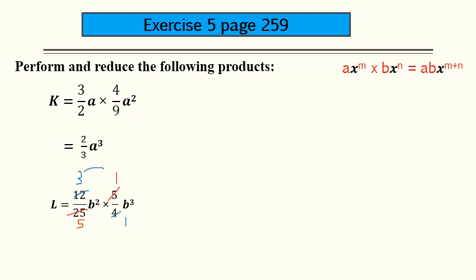Here we have, I multiply the numerators by each other. 3 times 1 is 3. And the denominators by each other. 5 times 1 is 5. Now, let's move to multiply b squared by b cubed. We have the same base, so I write the base and add the exponents. 2 plus 3 is 5. So the final answer is 3 over 5, b to the power 5. Okay, and as we said before, you can say 12 times 5, 60, and 25 times 4, 100. Then you can simplify to get the final answer.